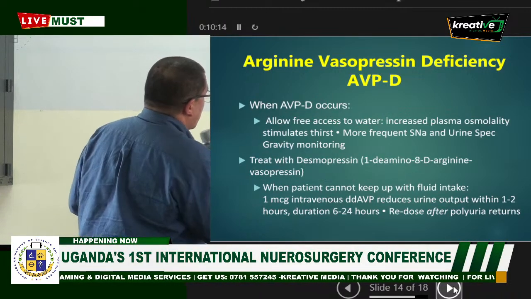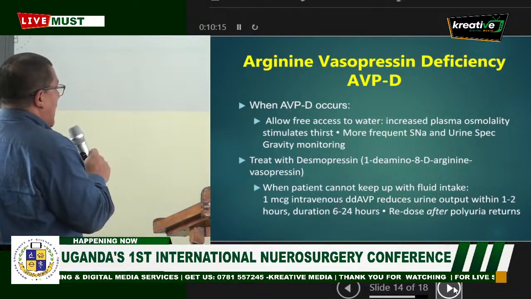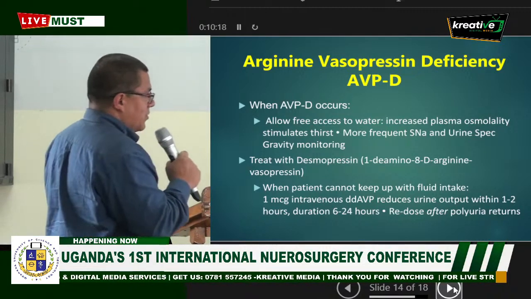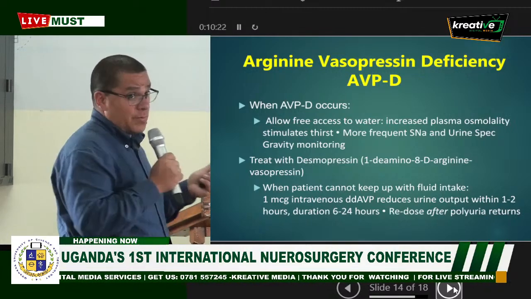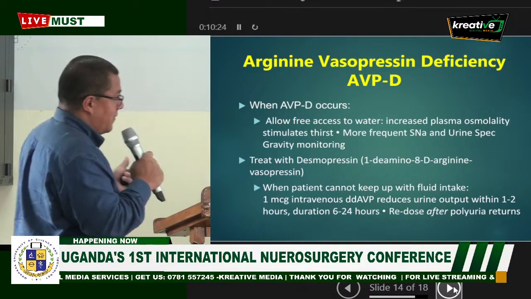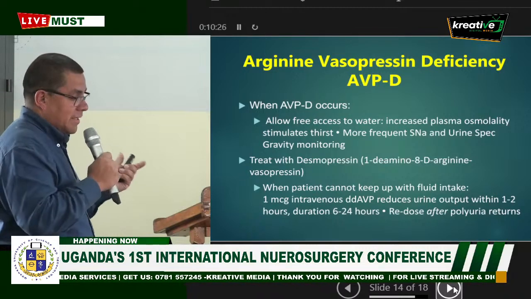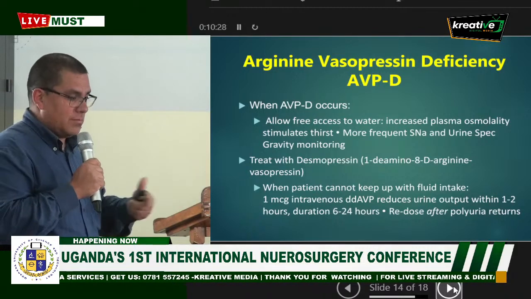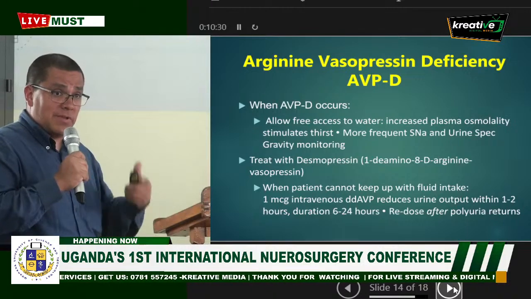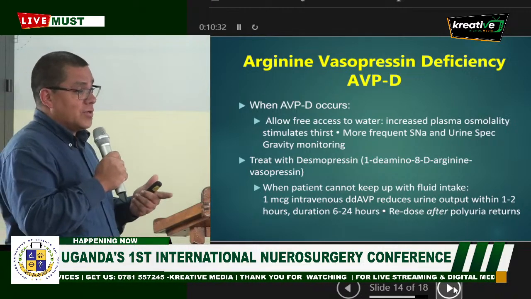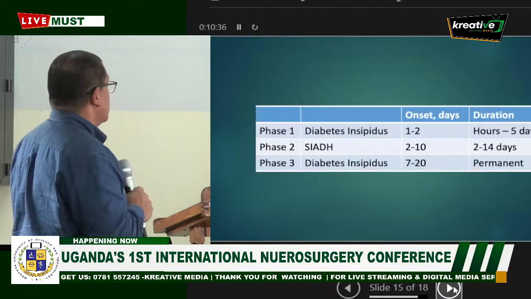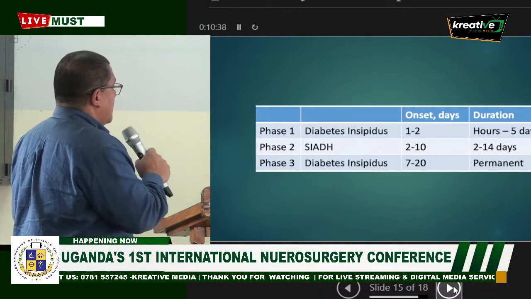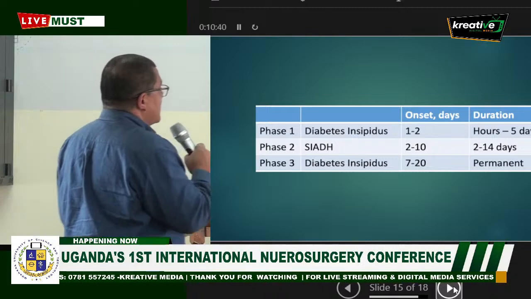So basically, what we do is allow free access to water for the patients to drink to thirst. And from time to time, obviously, we treat them with desmopressin, or DDAVP, right? That basically allows you to regulate the system in a better fashion and make sure that the patient does not become extremely hypernatremic.